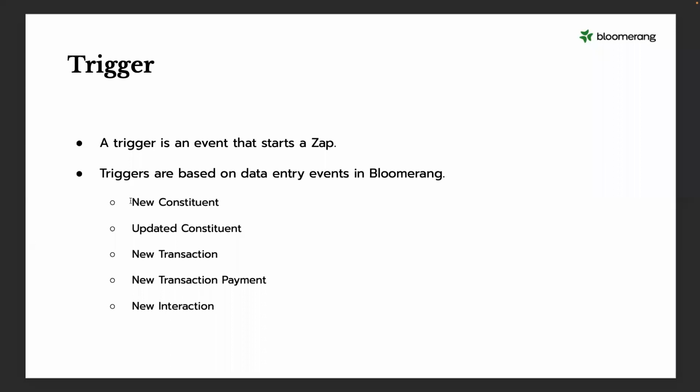If I enter 3 new constituents in Bloomerang and I use the new constituent trigger, my zap will run 3 times, once for each new constituent. Now, the time it takes for a trigger to run in Zapier is based on the trigger event, and also your Zapier plan. The good general rule of thumb is that your zap in Zapier will typically run in less than 15 minutes from the time the event occurs in Bloomerang. So if I were to create a new constituent, within 15 minutes, it should trigger my zap and sync the data to the other application in my workflow.